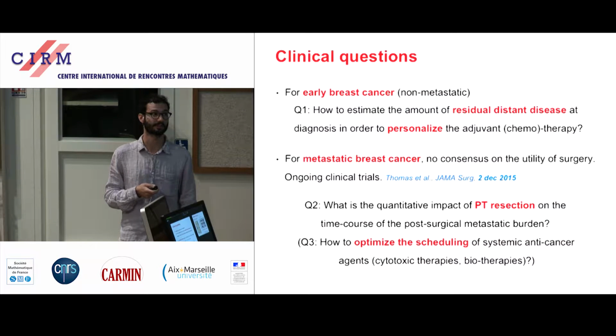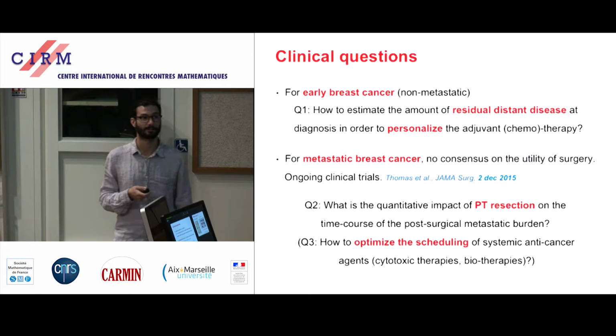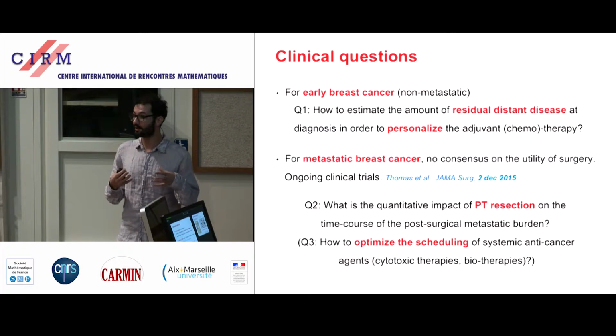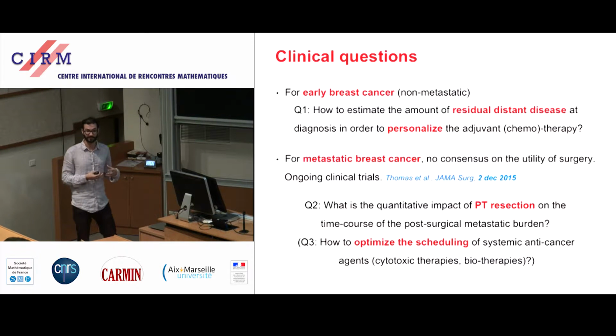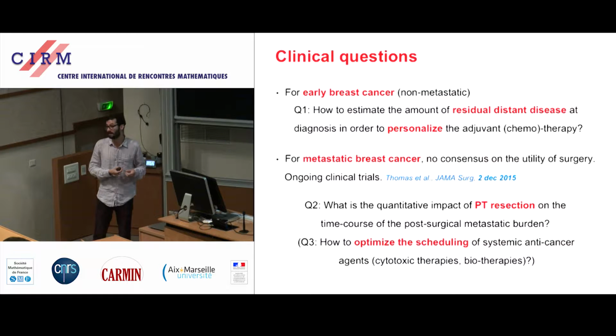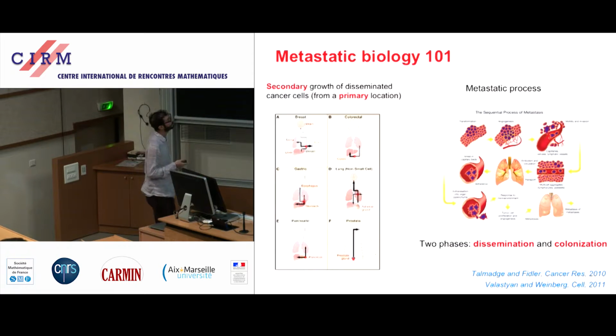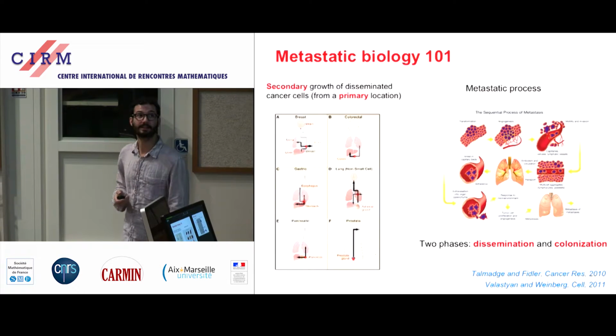So the question that we wanted to address with this work was, what is the quantitative impact of the primary tumor resection on the time course of the post-surgical metastatic burden? Because if the tumor is already very large and has already spread a lot of secondary metastasis, then maybe removing it doesn't have any impact on the total burden in the body. And then the secondary question behind this, but I will not have time to address it, is how to optimize the scheduling of systemic agents.